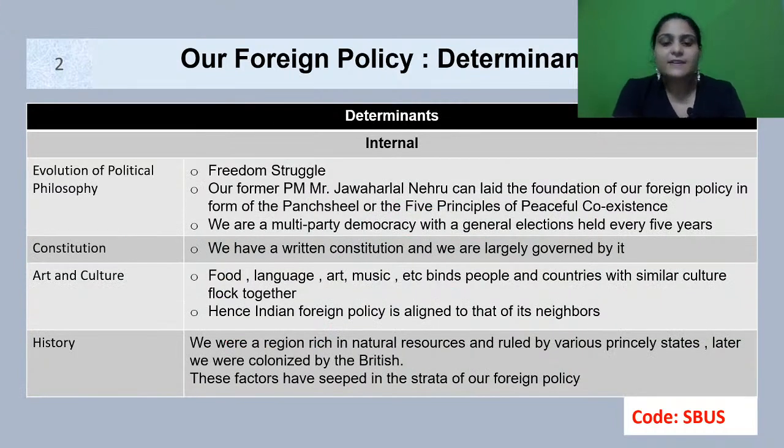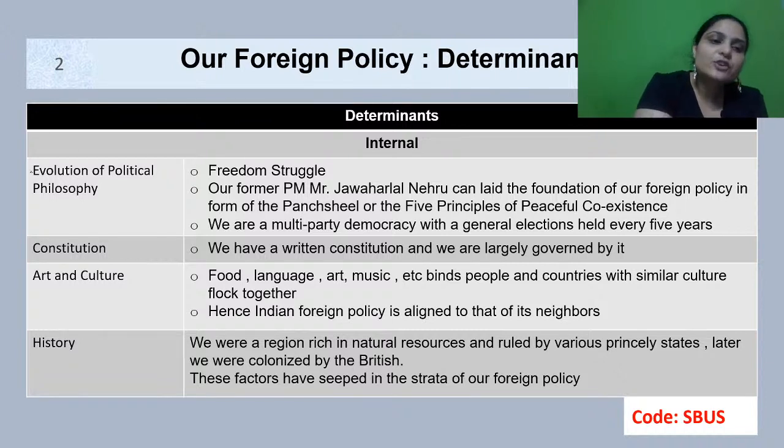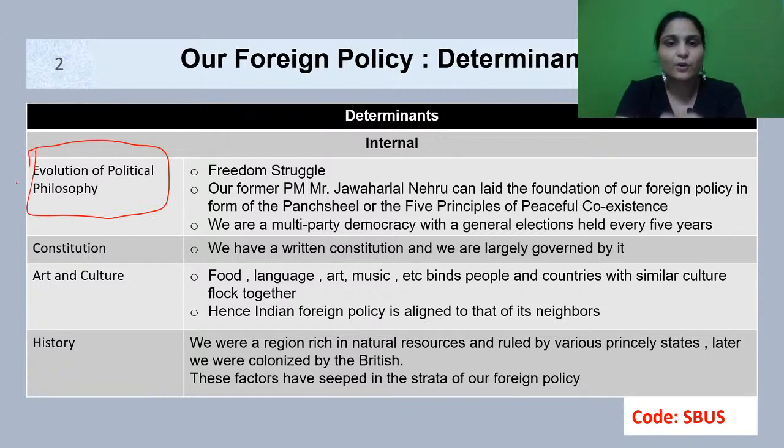Now, what are the other determinants? These were the external, these are some of the internal determinants. Now, the other one is evolution of political philosophy. Any nation's political philosophy determines the way it will behave on the world stage.